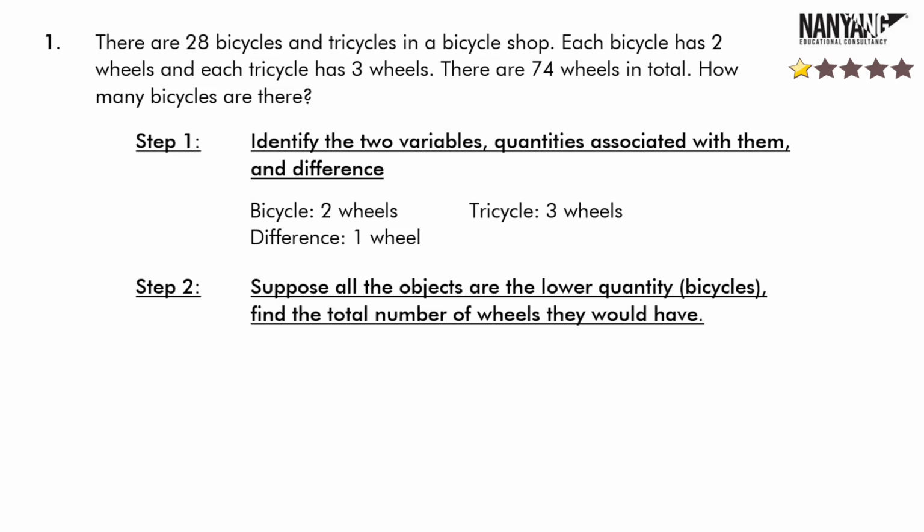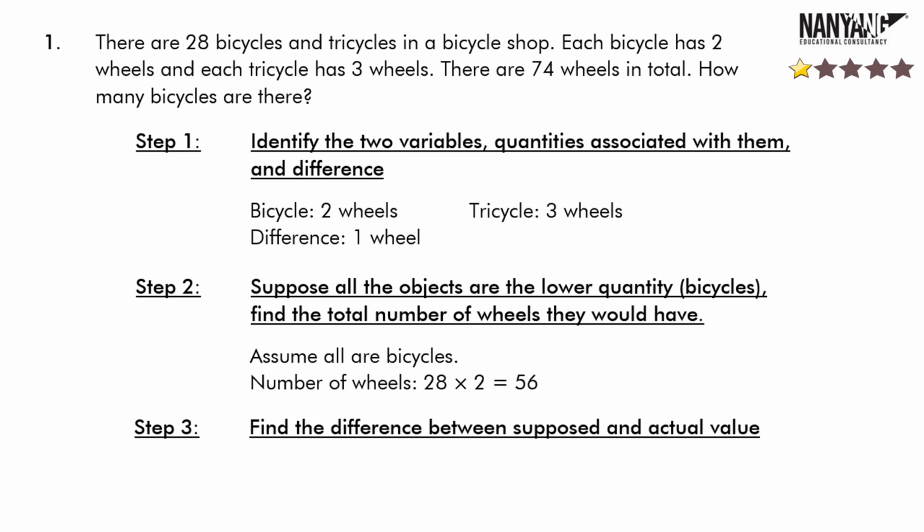For step 2, we suppose all the objects are the lower quantity. In this case, they are the bicycles. And then we find out the total number of wheels they would have. So let's assume the 28 are all bicycles. So we have 28 times 2, 56 wheels.